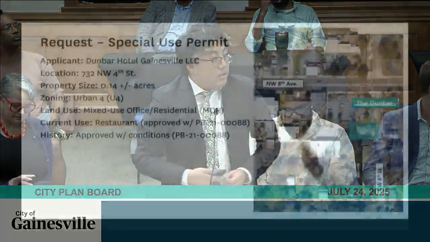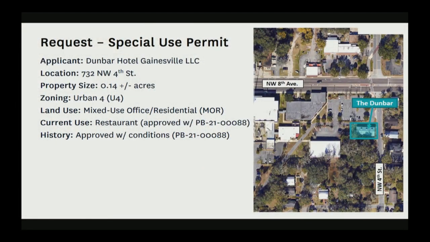Good evening, City Plan Board. My name is Nathaniel Chan. I'm a planner for the City of Gainesville, Department of Sustainable Development. This is item LD 25-000039, special use permit. I'd like to give a brief overview of this item, just for the record, as it pertains to the discussion. So the Dunbar Hotel is located at 732 Northwest 4th Street. It's approximately 0.14 acres in size and has U4 zoning and mixed-use office/residential land use.